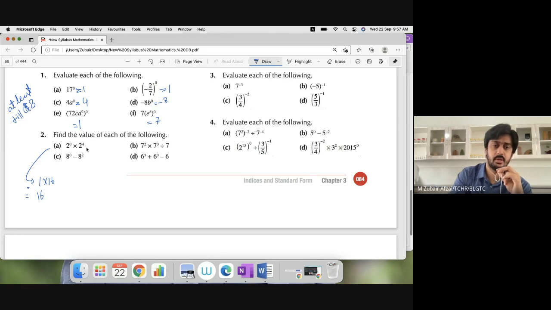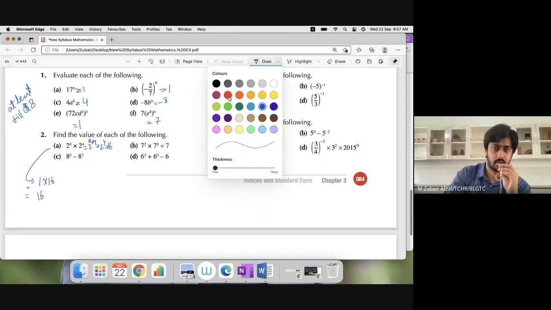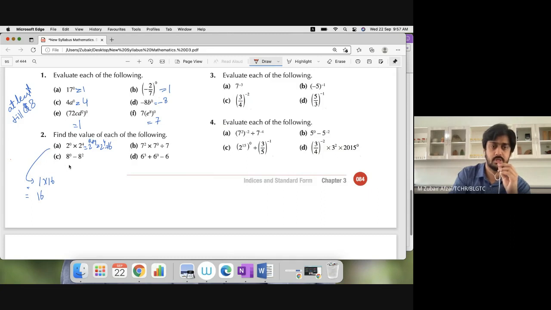The other way could have been, as we do, we add these powers. So 0 plus 4 is 2 raised to power 4, and that is also 16. So it is entirely your choice, whatever method you choose. There is no restriction.